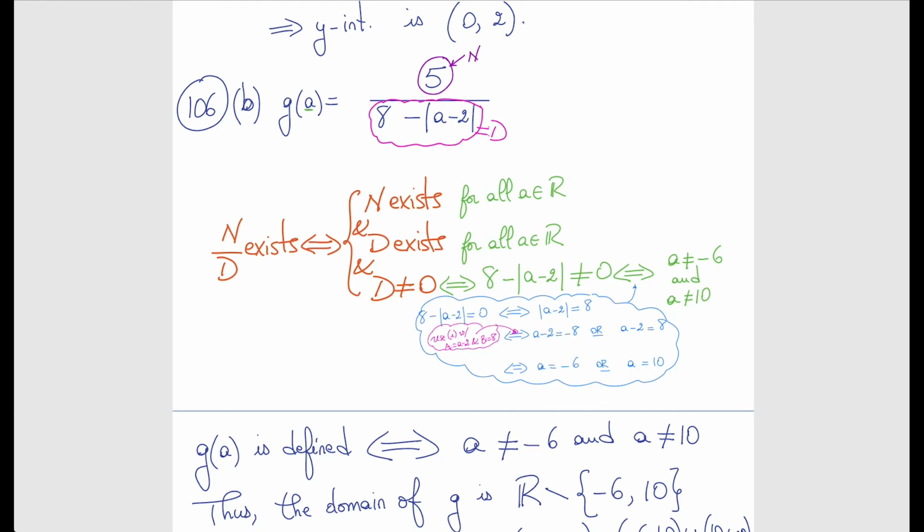How about purple? Okay, so if we do plus here instead, in 106, this is part C, right? If we change this to plus, what's going to happen? N is going to remain meaningful for all A. D is going to exist, the new D is going to exist also for all A, because the absolute value of A minus 2 happens to exist for all A, as we discussed before, and now instead of subtracting that result from 8, you're going to add it to 8.